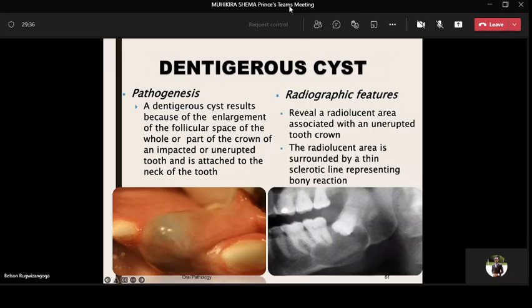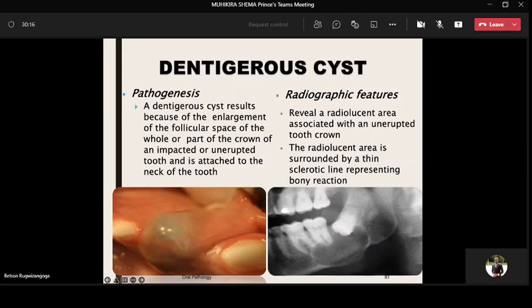The dentigerous cyst that I mentioned before. It results because of the enlargement of the follicular space of the whole or part of the crown of the impacted or unerupted tooth, and it is attached to the neck of the tooth. So you understand why I said it is important to know the location of the cyst. You see here that it must be attached to the neck of the tooth and not to the root of the tooth. And the patient must have a history of an unerupted tooth. So here we have a clinical manifestation of it, but on the radiology, it is very informative.